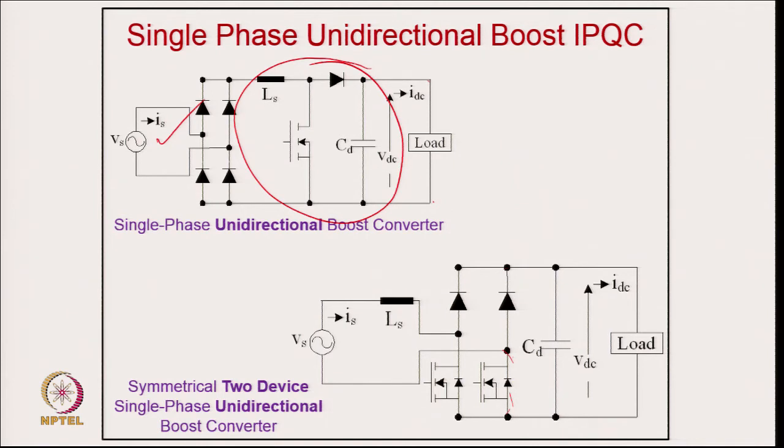The third major benefit is that it can give good quality even at quite low input voltage. So, those are the benefits. Otherwise, the disadvantage is that you are using 2 switching devices compared to 1 switching device here. So, we call this a bridgeless boost converter, or the 2-device single phase unidirectional boost converter.